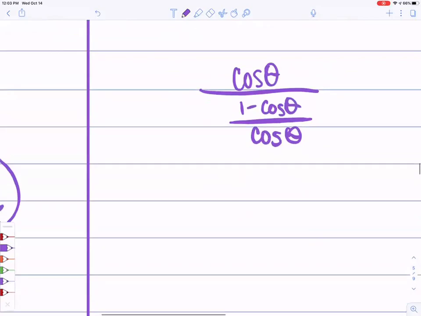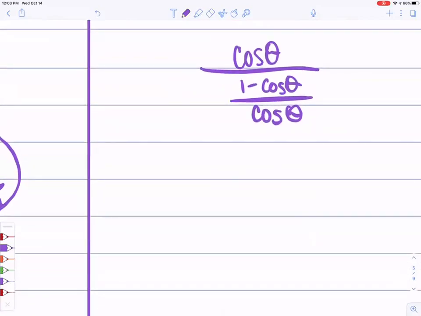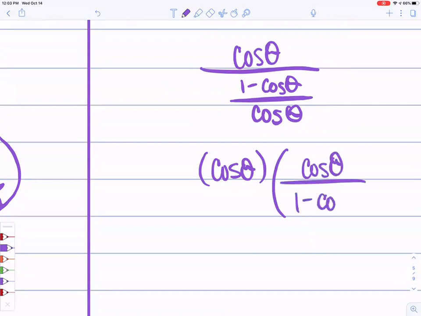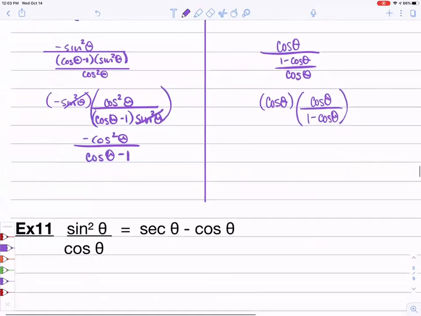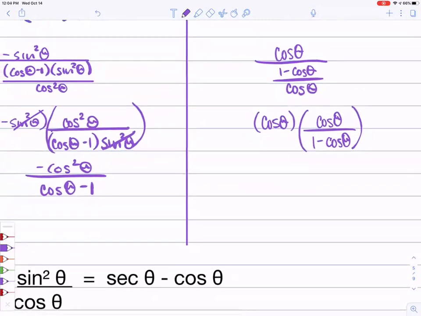Okay. Can we invert and multiply? So that's going to be cosine theta times cosine theta over 1 minus cosine theta. Are you starting to see that this is going to emerge soon here? Pretty close. What do I have on top? Cosine squared over 1 minus cosine.